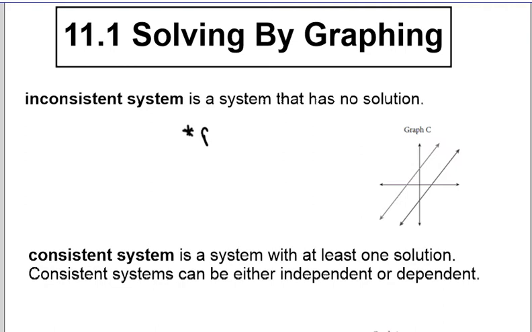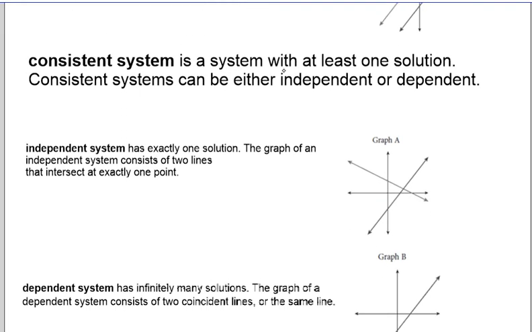If you have parallel lines, they never intersect. That's called an inconsistent system. Now a consistent system is a system with at least one solution. Consistent systems can be either independent or dependent. If you graph two lines that intersect in exactly one point, that's called an independent system. The graph of an independent system consists of two lines that intersect at exactly one point.